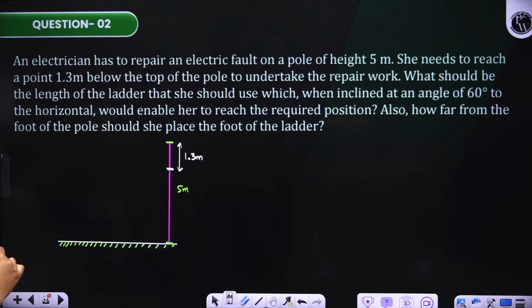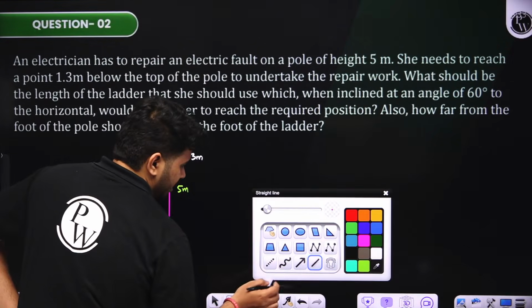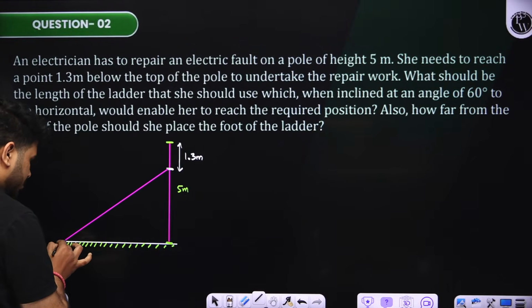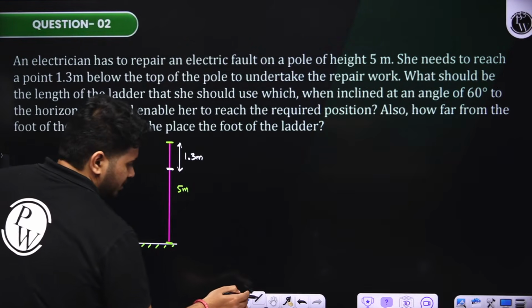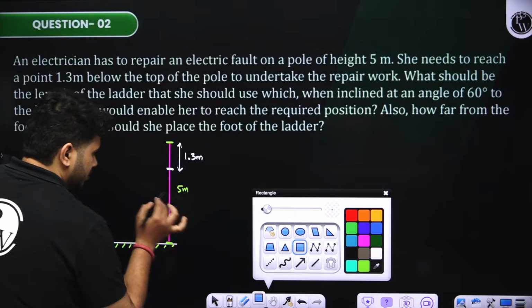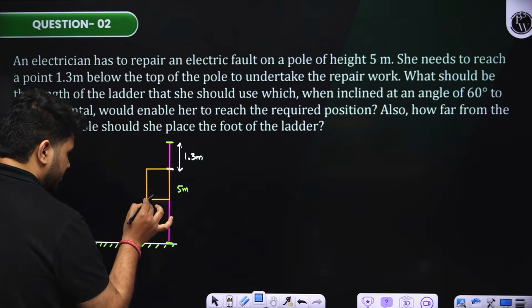What should be the length of the ladder she should use, when inclined at an angle of 60 degree to the horizontal, to enable her to reach the required position? Clear? Indirectly they are asking about this ladder over here, students. Let us draw the ladder in a different color. So here we have the ladder.